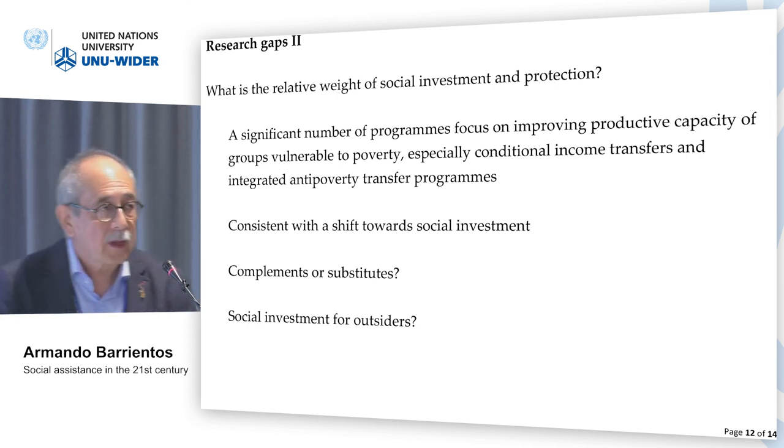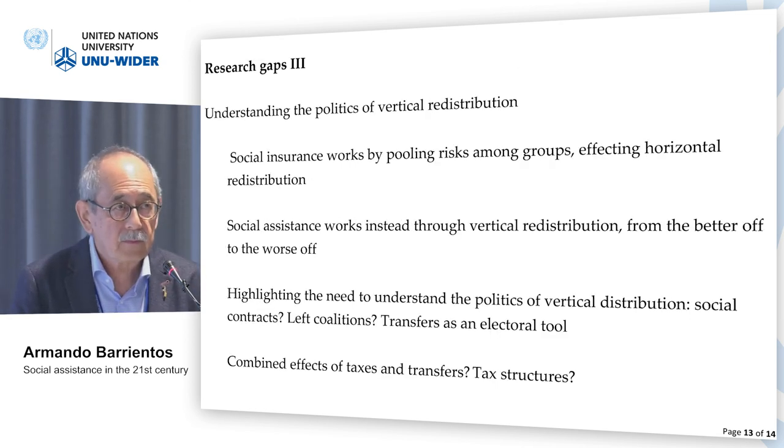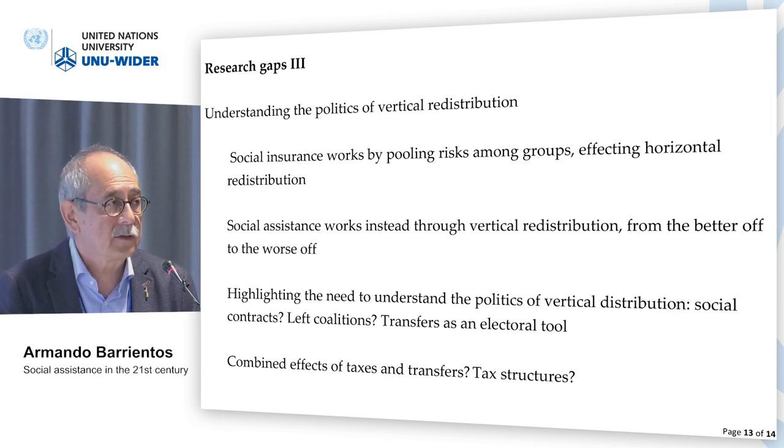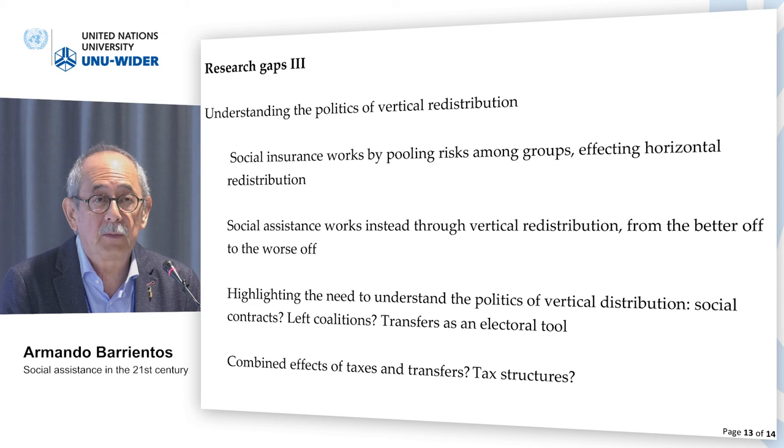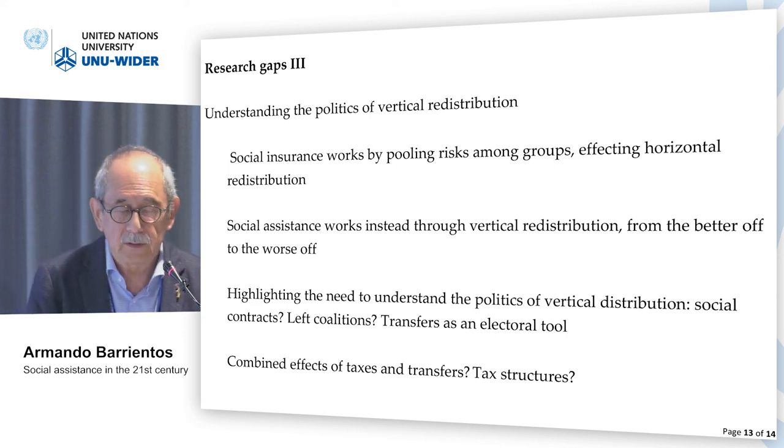And the last one, perhaps this is the most important. We don't know very much about the politics of vertical redistribution. The politics of horizontal redistribution is really straightforward. Why is it that people have social insurance? Simple, because they face similar risks. And by pooling risks, they are going to be better off. And this is why you have social insurance. It's self-interest that propels people to put forward, to implement and belong to social insurance programs.